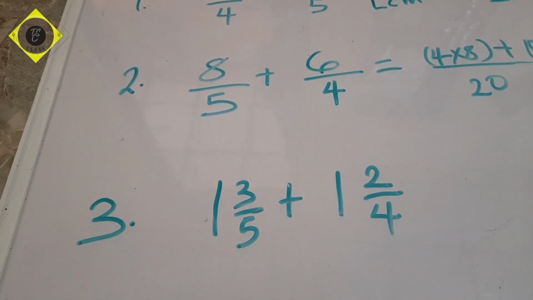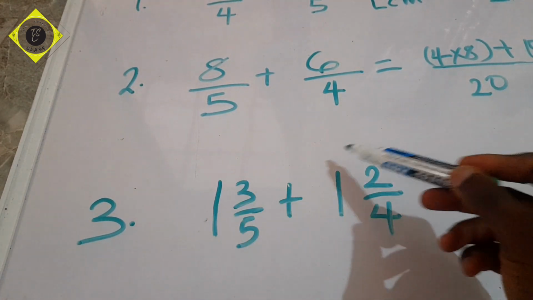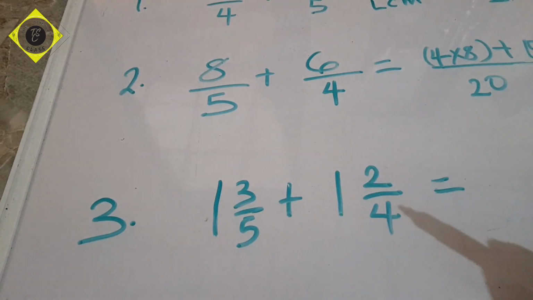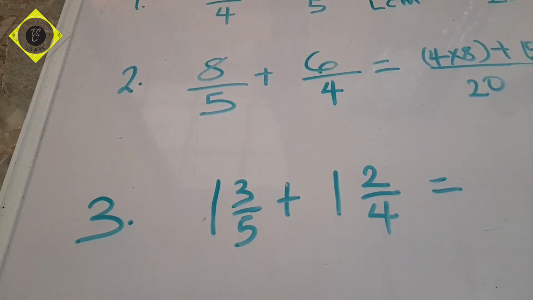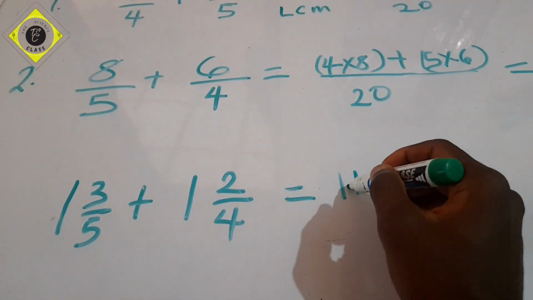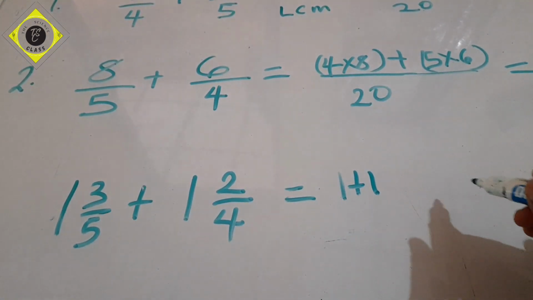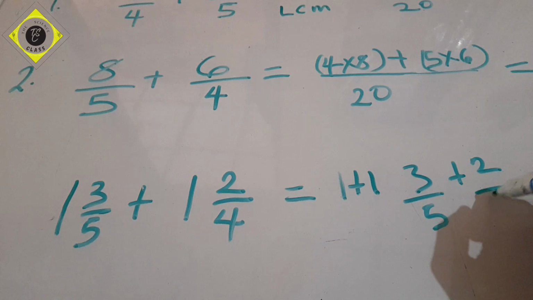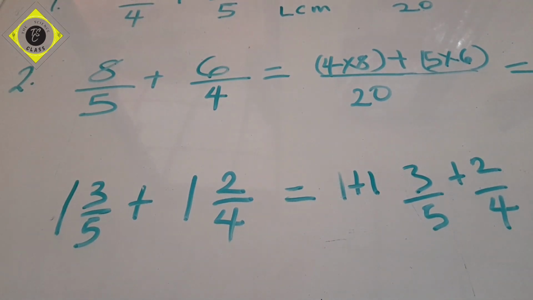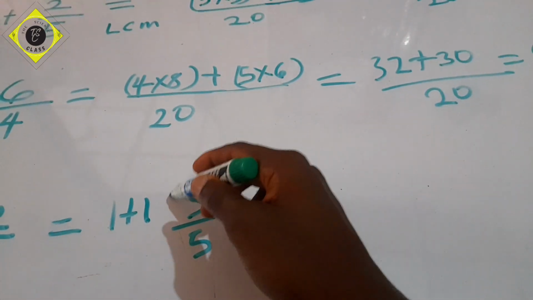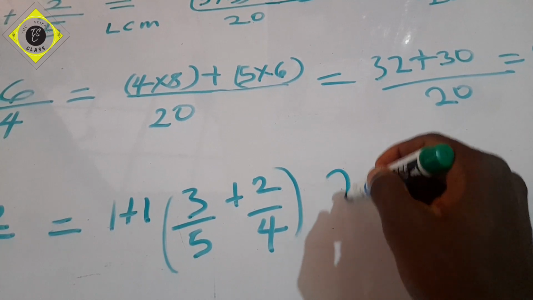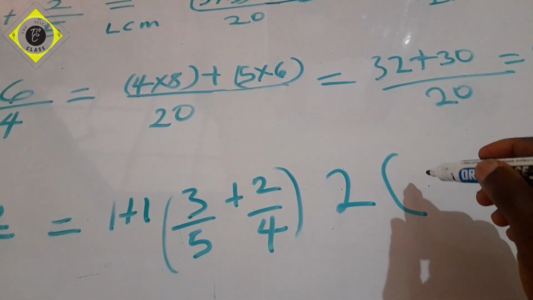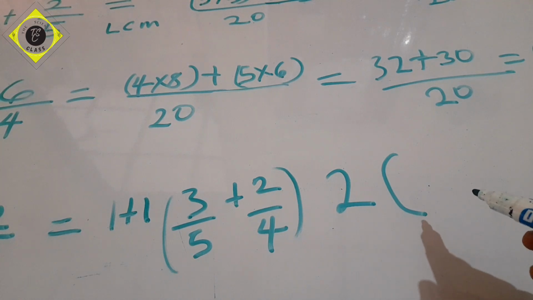Let's go to the next example. In the next example, we have two mixed fractions together. You can solve it in 2 ways. You can first say this whole number plus this whole number, then the fraction plus fraction. So the two whole numbers are 1 and 1. You're going to have 1 plus 1, then 3 over 5 plus 2 over 4. You can simply bracket these like this. So 1 plus 1 is going to give us 2, then in bracket 3 over 5 plus 2 over 4.